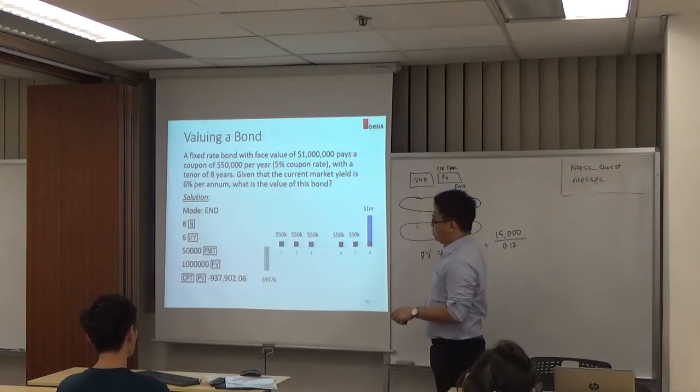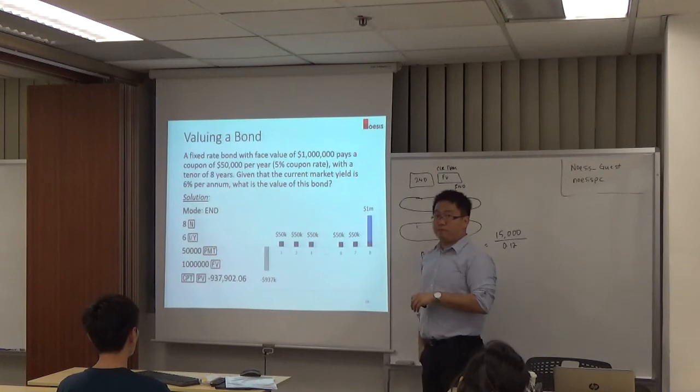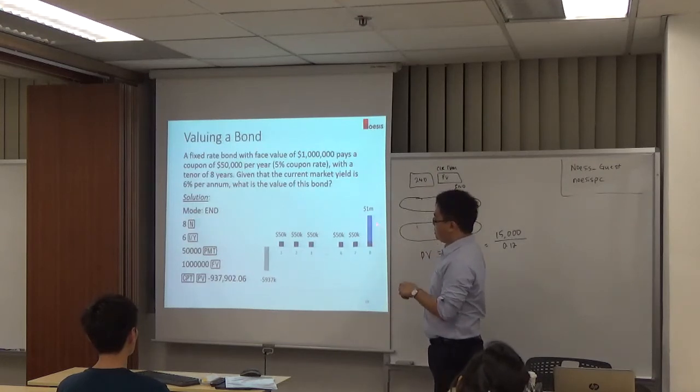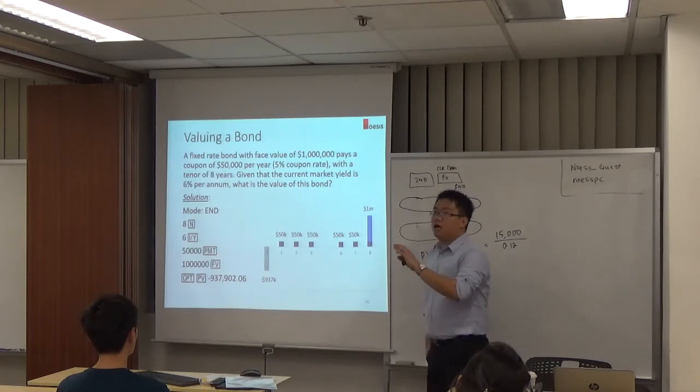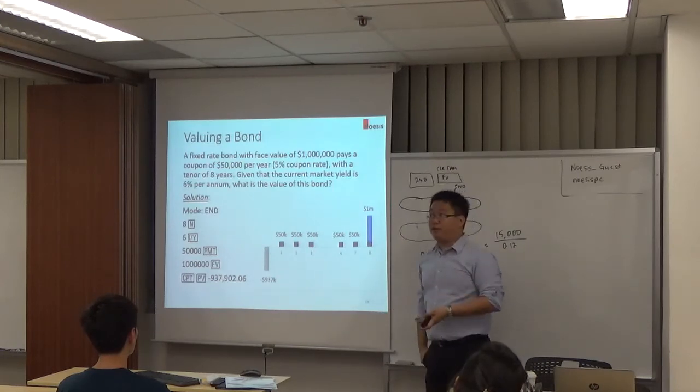Okay, so when you press compute PV, you will get about 938,000 here. That is how much you would have to pay for this bond today. If you pay this amount today, you will be able to receive all these cash flows for the next 8 years, assuming they don't default. So this whole thing will allow you to earn a return of 6% per year on average.